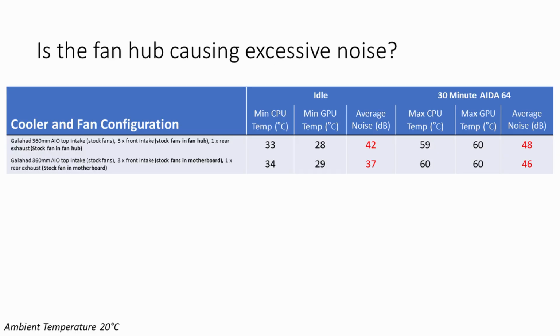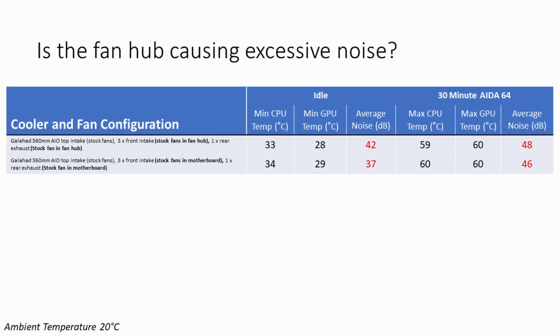So what I did, compared to our last configuration where all the fans were plugged into the fan hub, I moved all the fans to the motherboard and ran them on standard fan curves in DC mode. So first of all, looking at the temperatures, at idle, both the CPU and GPU temperatures increased by 1 degree, while under load, the CPU temperature came up by 1 degree, and there was no difference to the GPU temperatures.